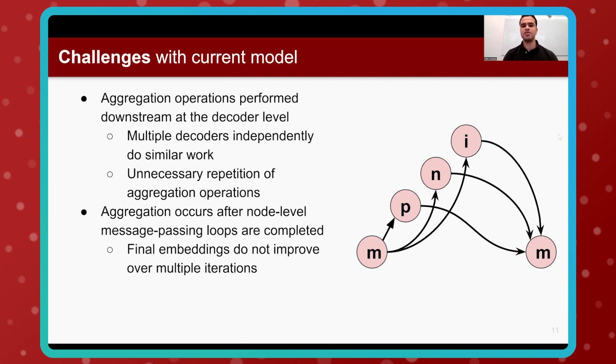Secondly, aggregation occurs after node level message passing and not at a higher level. After these final embeddings are calculated at the node level, they are aggregated to produce an event level embedding. But because message passing doesn't happen at the event level, the event level embedding does not improve with epochs.